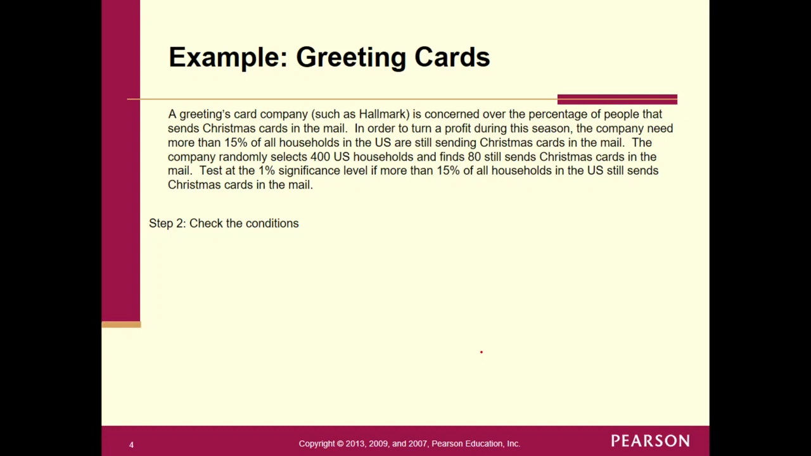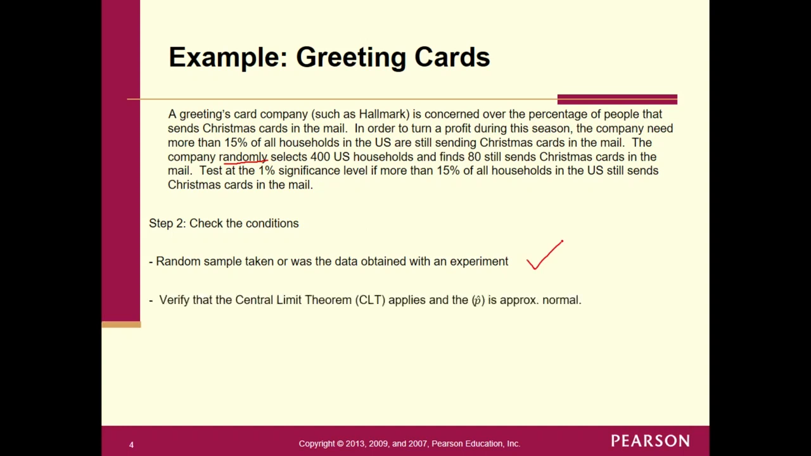Step 2, we have to check the conditions. Let's go ahead and check our conditions. For a random sample, we either need a random sample or that the information was obtained through an experiment. The company randomly selects, there we go. Check mark, it's randomly done. Second, we have to verify the CLT, making sure that the sampling distribution of p hat is approximately normal. So we have to verify that n times p sub 0 is greater than or equal to 15 and n times 1 minus p sub 0 is greater than or equal to 15.